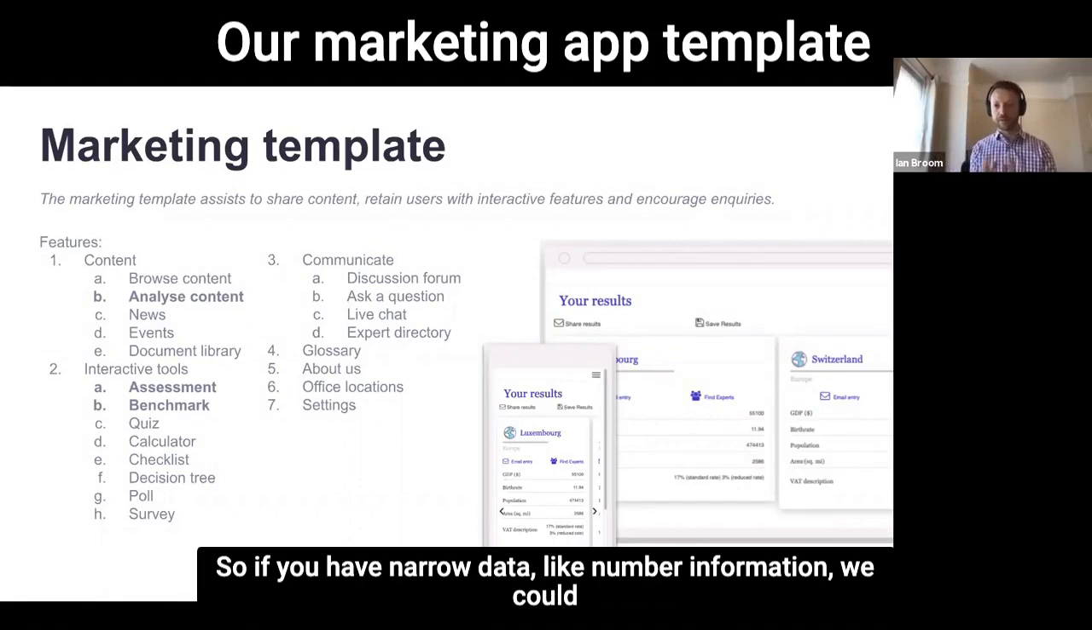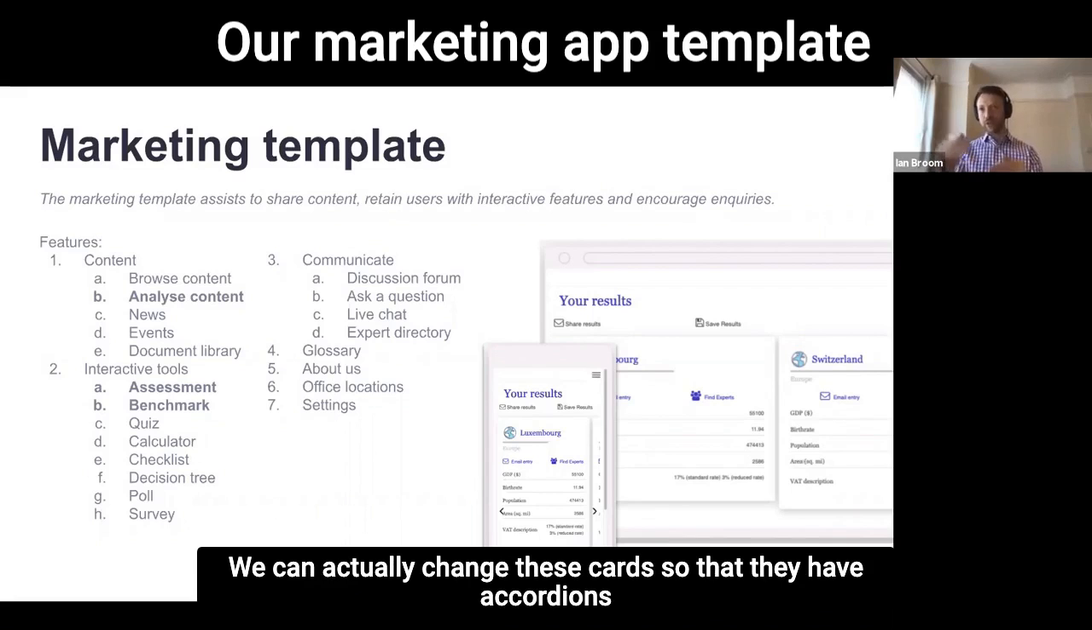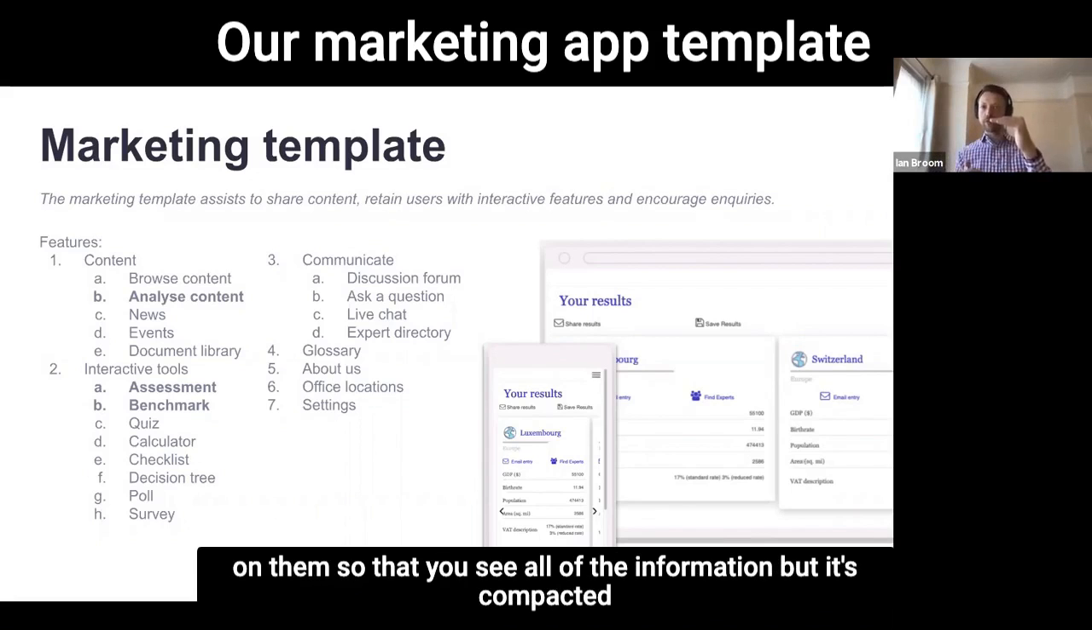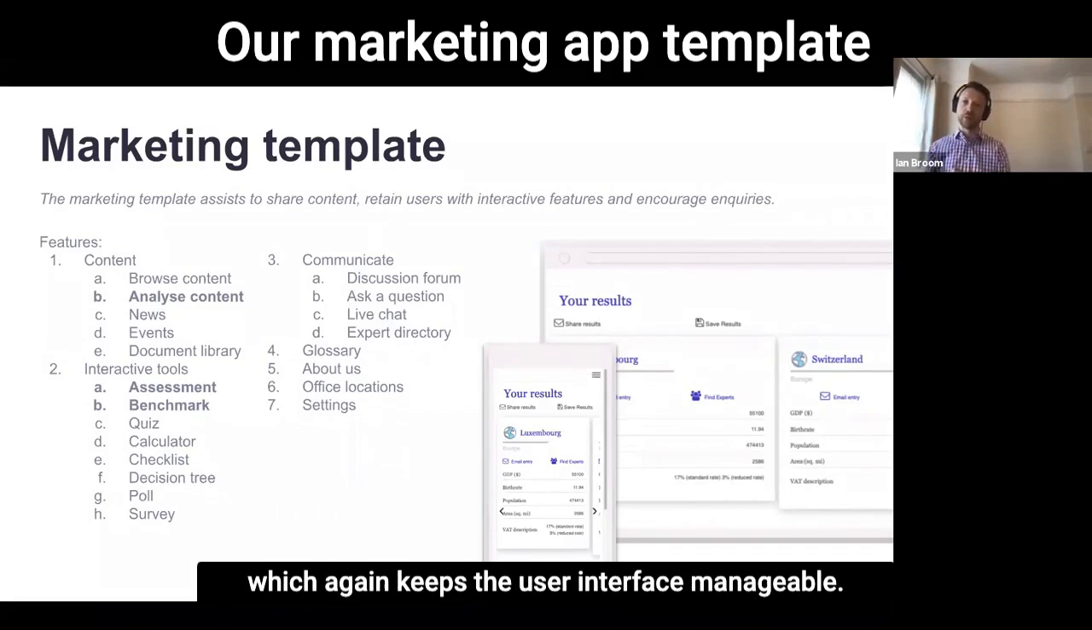So if you have narrow data, like number information, we could probably fit a few more cards on the screen. If instead you have text in the form of paragraphs, we can actually change these cards so that they have accordions on them, so that you see all of the information, but it's compacted and you have to expand it in order to be able to read it, which again keeps the user interface manageable.